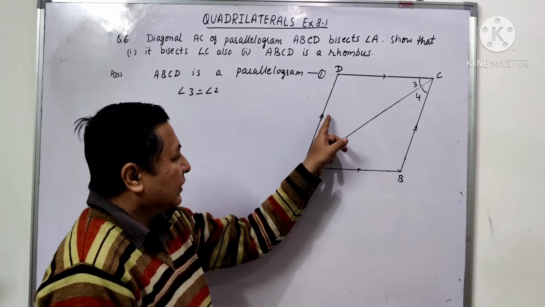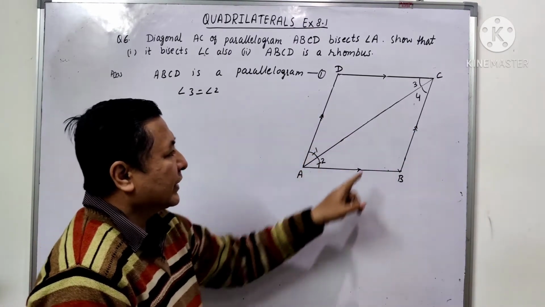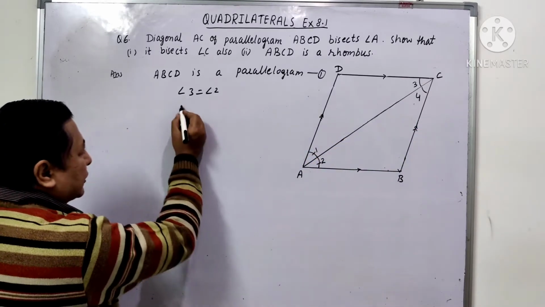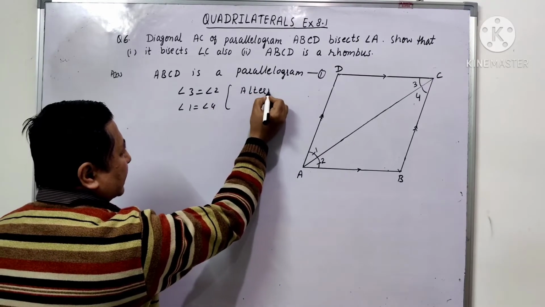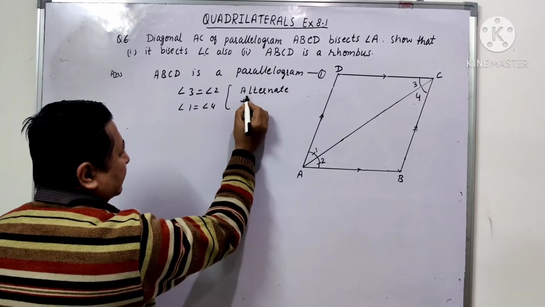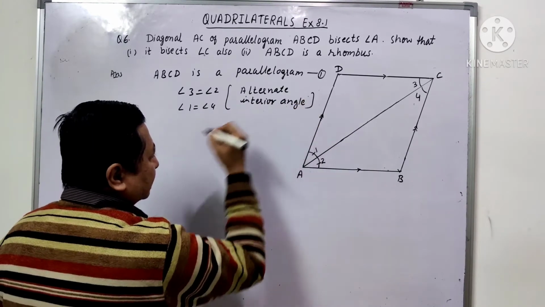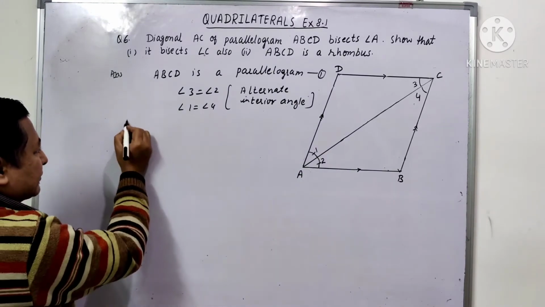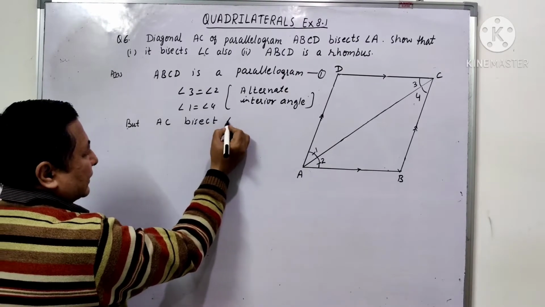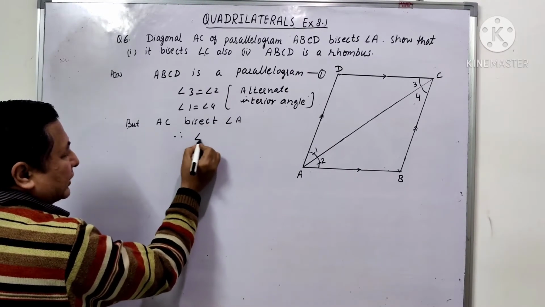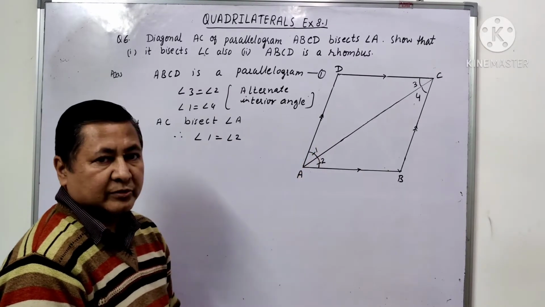Similarly, sides AD and CD are also parallel. So angle 1 and angle 4 will also be equal. The reason is they are forming alternate interior angles. But it is given that AC bisects angle A. Therefore, angle 1 is equal to angle 2. Since it is bisecting angle A, angle 1 and angle 2 will be equal.